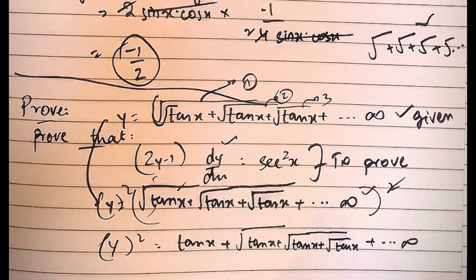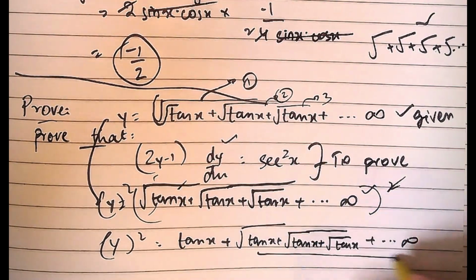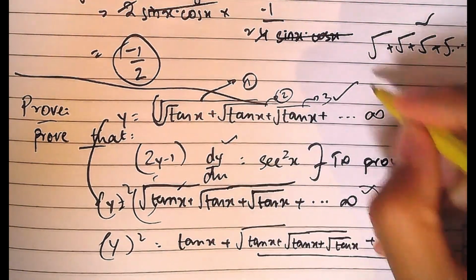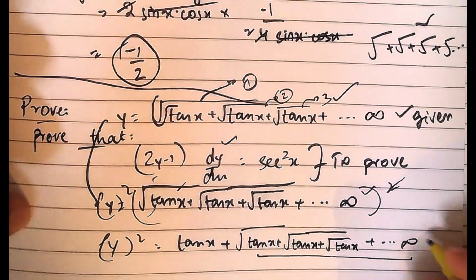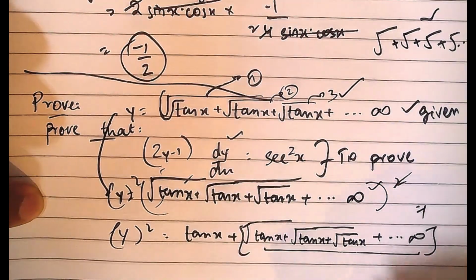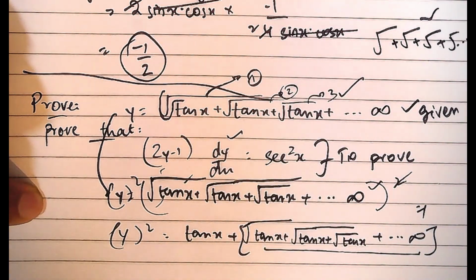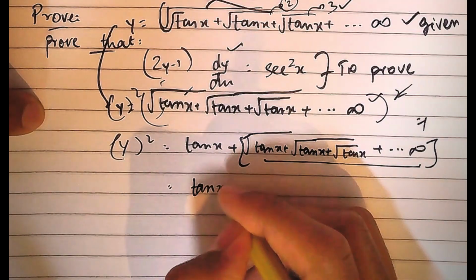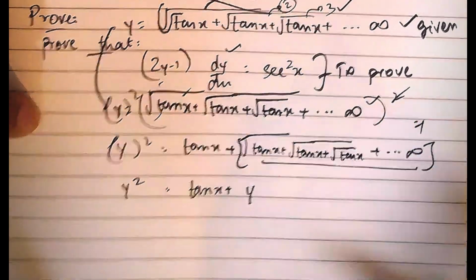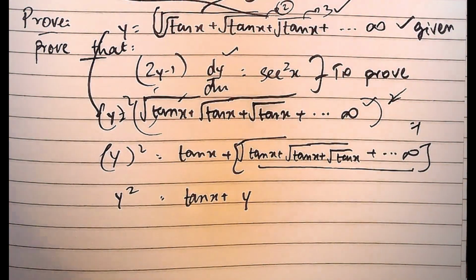We have y squared. Now we know that this entire thing is actually equal to something, and that is y, because we know that the given thing for this question was y. And what was the value of y? It was root tan x plus another root tan x plus another root tan x, right? So we can actually replace this entire thing by y, because this was the actual given thing. This was actually the part of the question. So we can write it as y squared equals tangent x plus y. Now the equation looks much more simple.